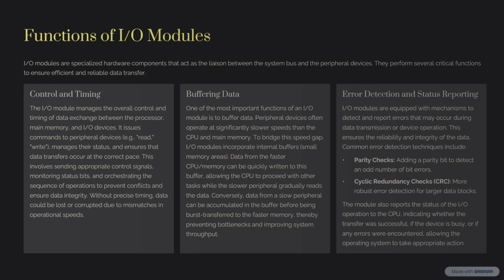What does this also do? Adding parity bits to detect an odd number of bit errors. Then we have the CRC check, that's a cyclic redundancy check, more robust error detection for larger data blocks. The module also reports the status of input-output operations to the CPU, indicating whether the transfer was successful, if the device is busy or if any errors were encountered, allowing the operating system to take appropriate action.